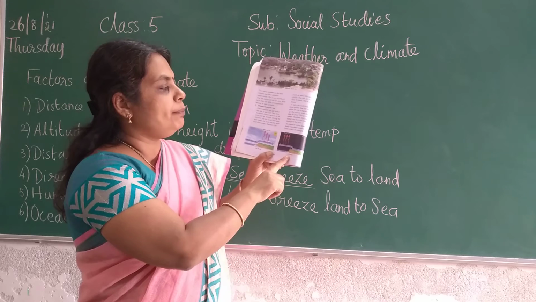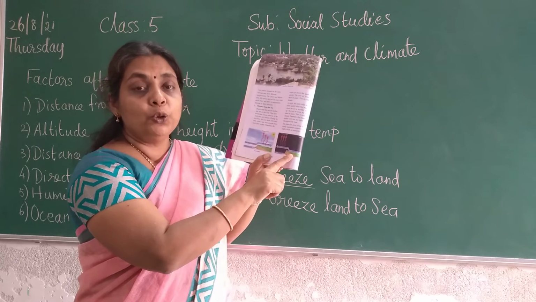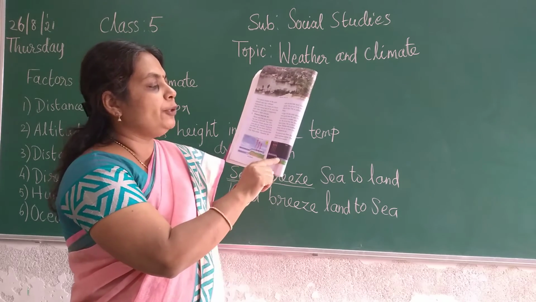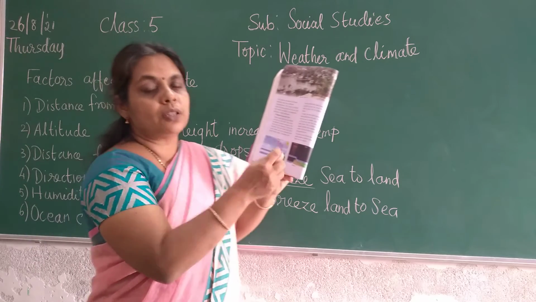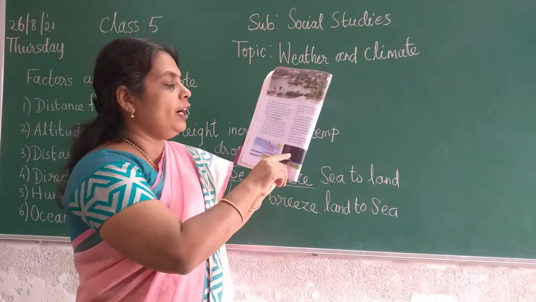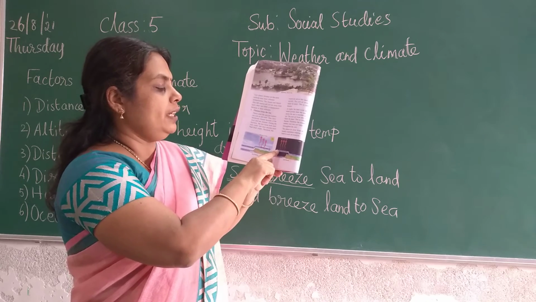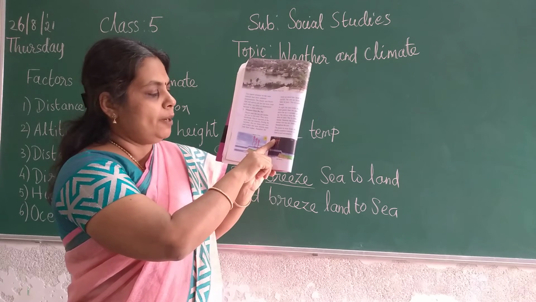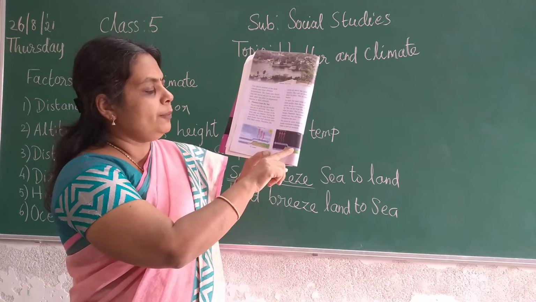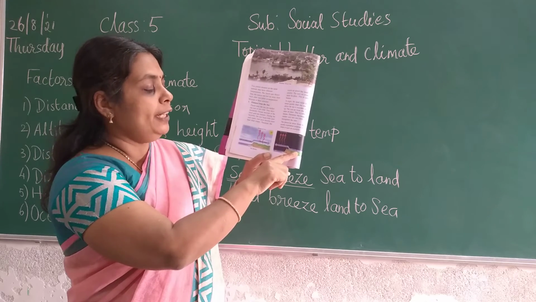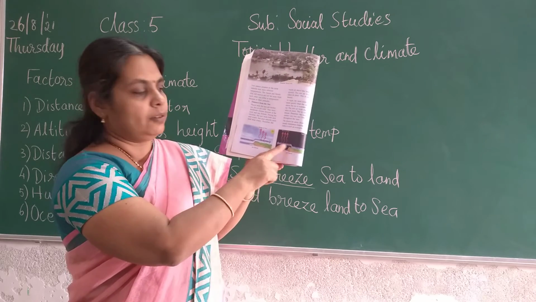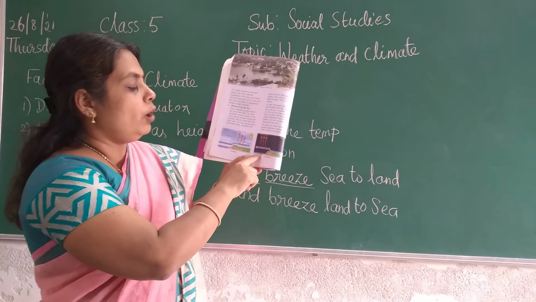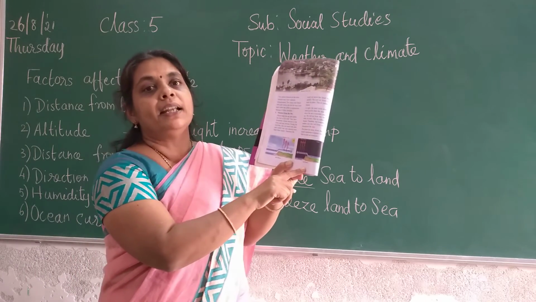The next one is your land breeze. During land breeze, the land will lose heat quickly, children, just as it gets heated fast. During night time the land cools down quickly. So what happens? Above the sea, the air is warmer, so the warm air rises up. So the cool air from the land blows towards the sea, children. The cool air from the land blows towards the sea. This process is called land breeze.